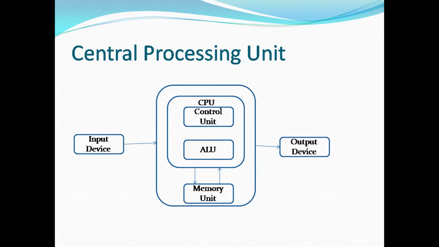This block diagram represents the working of the CPU. The CPU includes the control unit and the arithmetic logic unit. The data is received from the input device and displayed in the output device. To communicate between these devices, the control unit is used. The arithmetic logic unit executes the computer instructions or the codes and writes back to the memory unit.